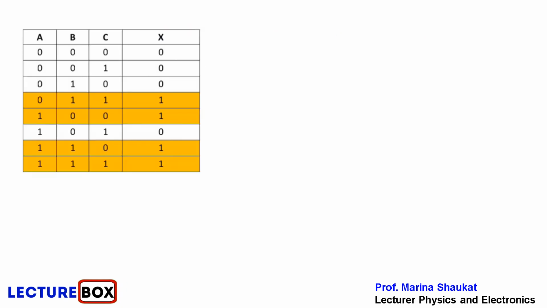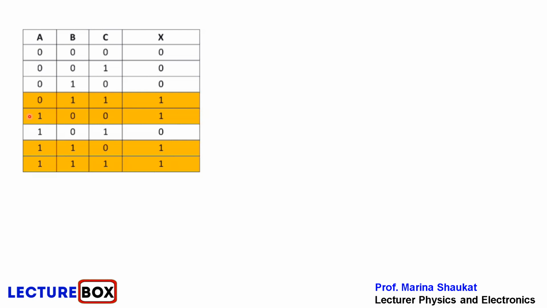Let's see how I can write the expression through this truth table. As I have highlighted these 4 expressions, in my first highlighted expression, A is 0, so it is written as A complement. B is 1, so it can be written as B. C is 1, so it is written as C. My first expression is A complement B C.